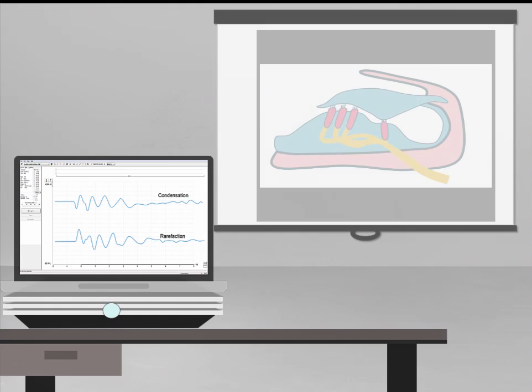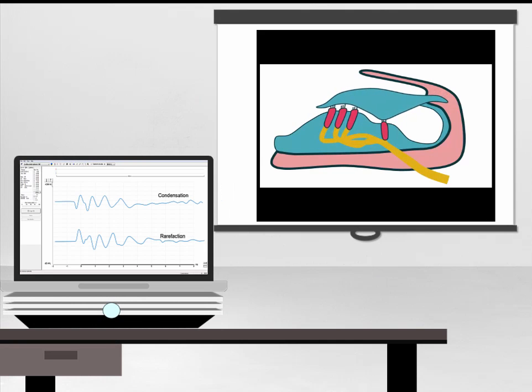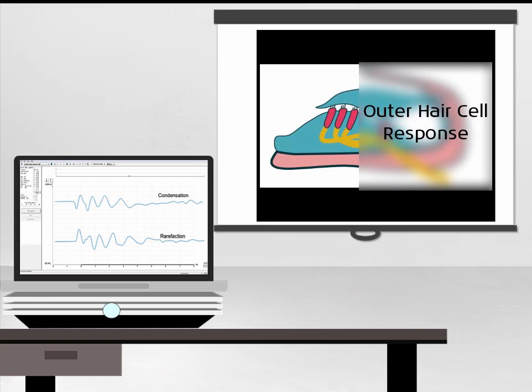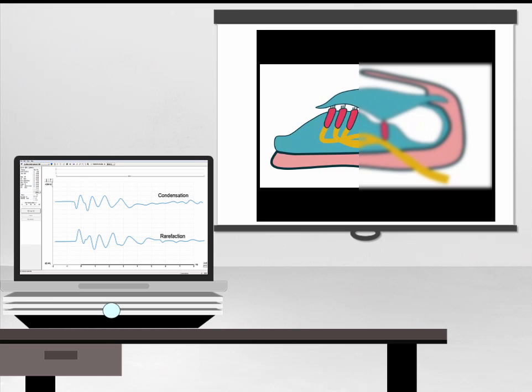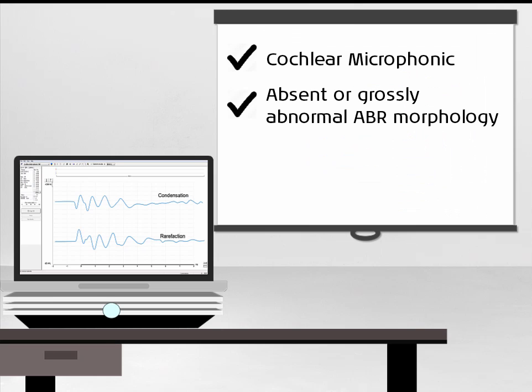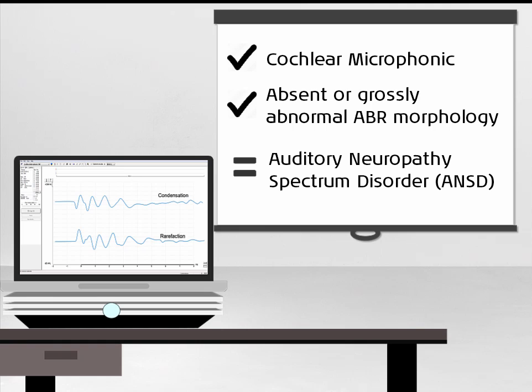This quick guide video provides an overview of how to record the Cochlear Microphonic. The Cochlear Microphonic is a response from the cochlea that mimics the input stimulus and is believed to be a response primarily of the outer hair cells. The presence of a Cochlear Microphonic, along with an absence or abnormal ABR, is used in the diagnosis of auditory neuropathy spectrum disorder.